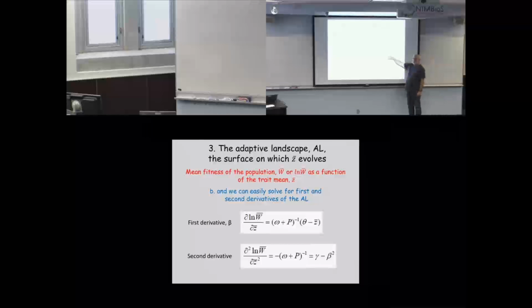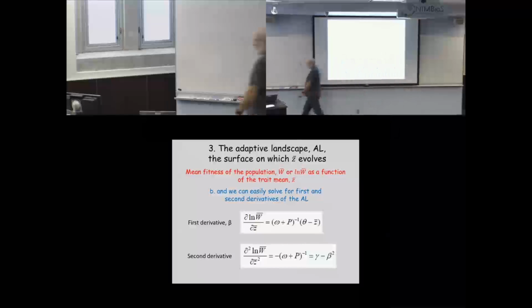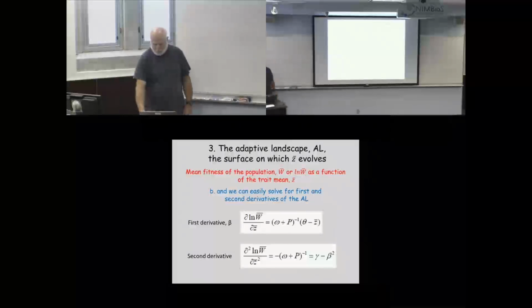That is going to be the expression in the multivariate case as well if we write it this way. So we have the same, and likewise the second derivative, which is this, not just gamma, also takes a simple form. It's the negative inverse of omega plus P. And those are handy formulas, and very simple ones to use.